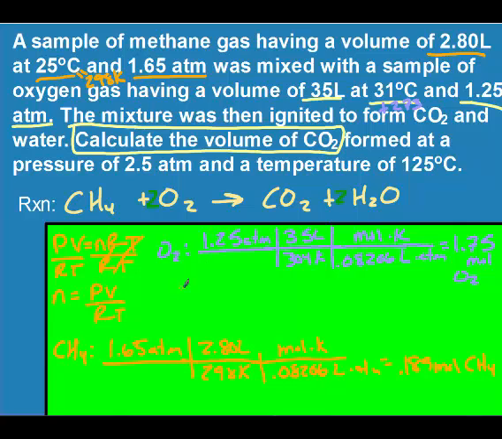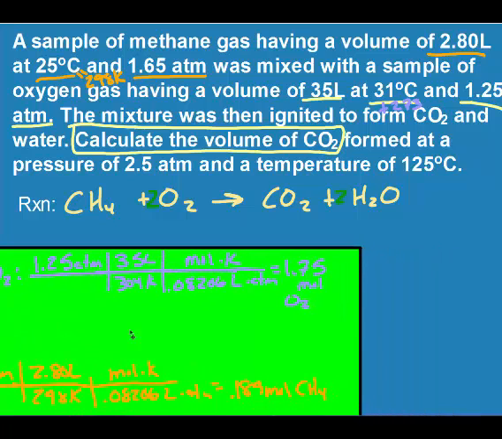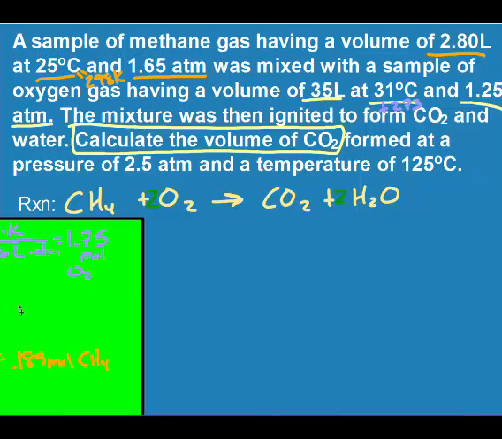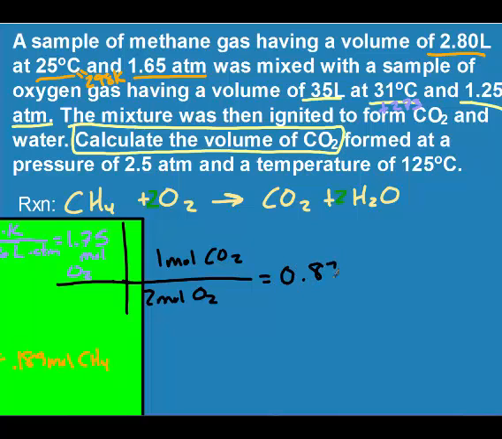But I want my answer in CO2. Neither of those are in CO2. So I'm going to do one extra step. 2 moles of O2 for every 1 mole of CO2 gives me 0.877 moles of CO2. And 1 mole of methane for 1 mole of CO2.